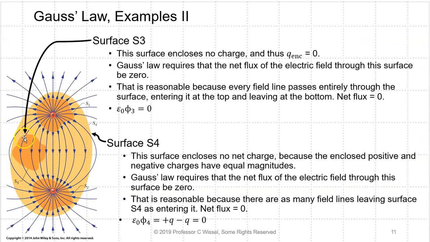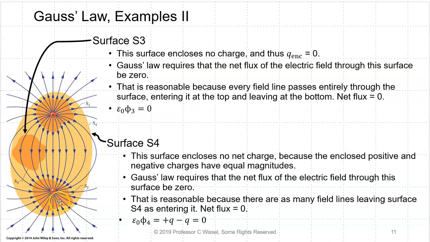Now we go to surface S3. This surface encloses no charge, so Q enclosed is 0. Gauss's law requires that the net flux of the electric field through this surface be 0. That's reasonable because every field line that comes in passes entirely through the surface, entering at the top and leaving at the bottom. So net flux is 0. So epsilon naught phi 3 equals 0.